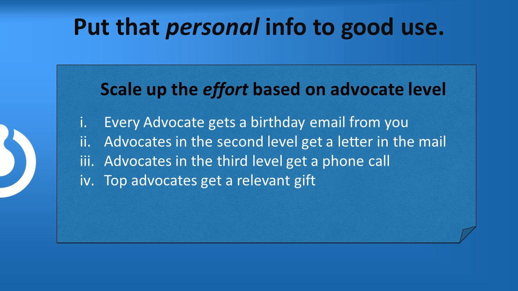You can find a way to automate that, but of course it's always better to write a new message every time. That's one of the things that doesn't necessarily scale well, but it's very impactful. And this is just my idea, but you can decide how to scale it up. I was thinking that advocates in the second level might get an actual physical letter in the mail. And advocates in your third highest level, give them a phone call and a letter in the mail, or a card, I guess. And then your top advocates, definitely your top advocates, the highest level, people with the most points, doing the most for you, should get a gift.